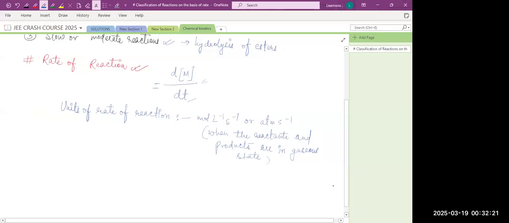Okay, bachcho. In the next class, we will continue chemical kinetics. We will study about the average rate of reaction, instantaneous rate of reaction, and the factors affecting the rate of reaction, right? Like the nature of reactants, the concentration of reactants, and temperature, whether the rate increases with increase in temperature or decreases with decrease in temperature. And about the presence of catalyst and surface area, we will see in the next session. We will cover these topics in the next class.